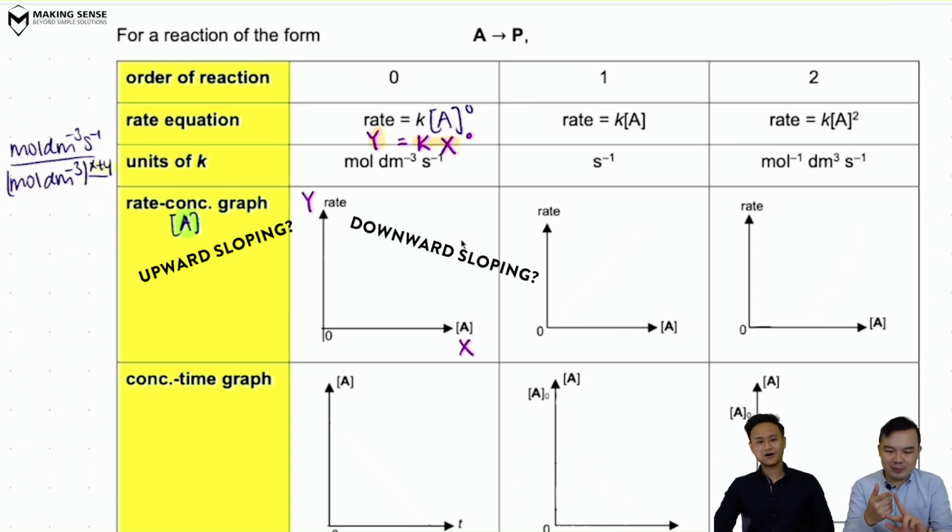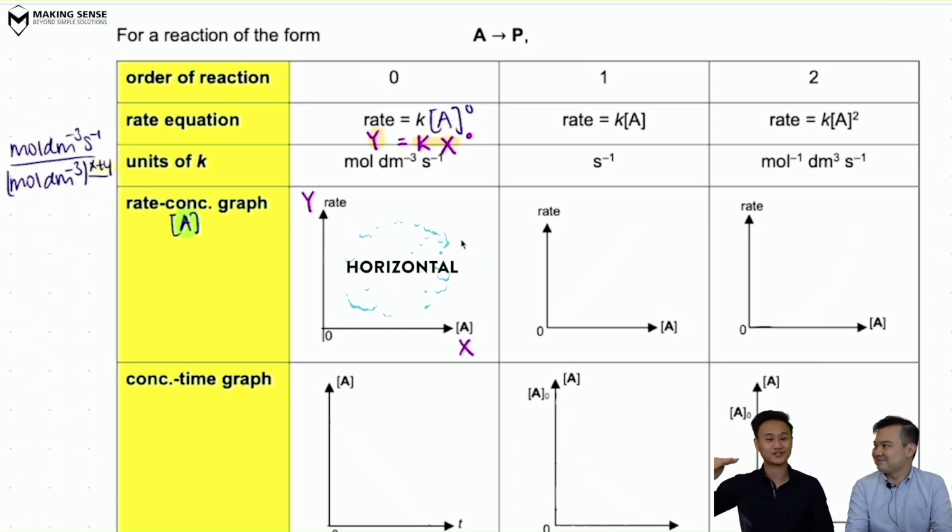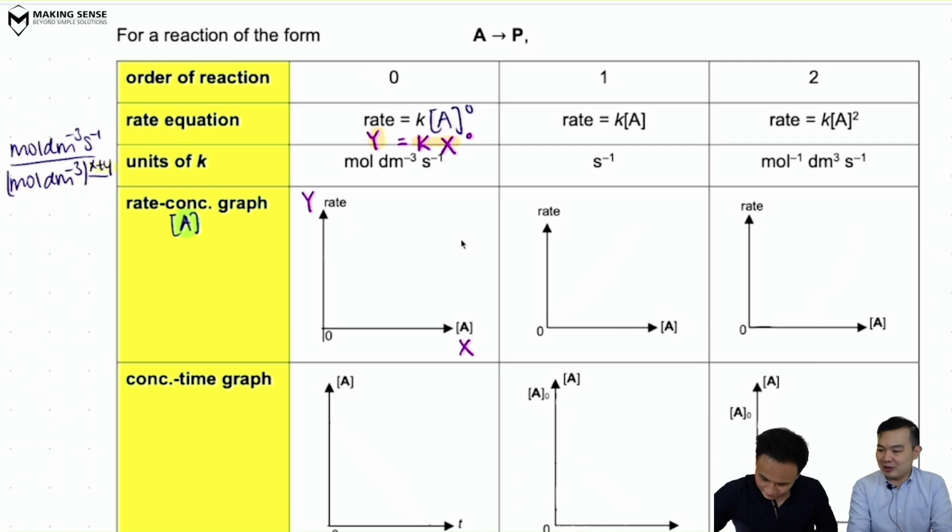Is it upward sloping, downward sloping, horizontal, vertical? It's a horizontal straight line. Yes, that's right. Can you draw for me a horizontal line? Of course, sure thing. Of course, the value of the horizontal line would just be k itself, the rate constant.